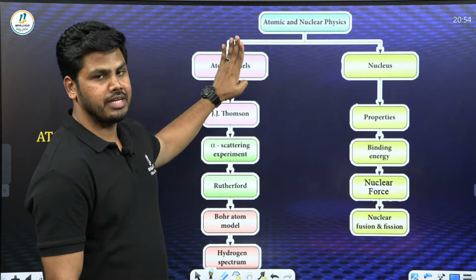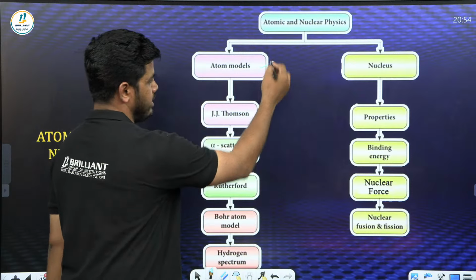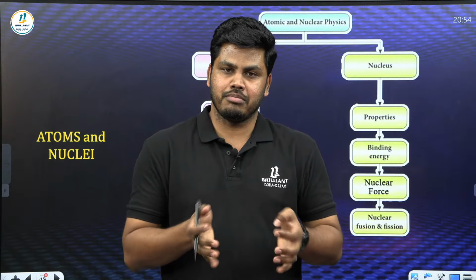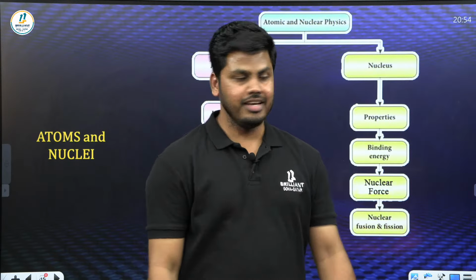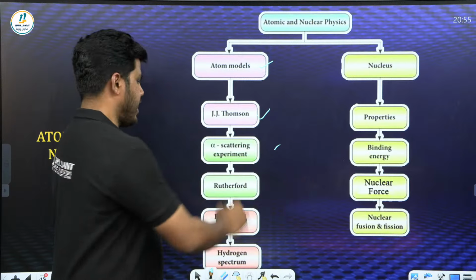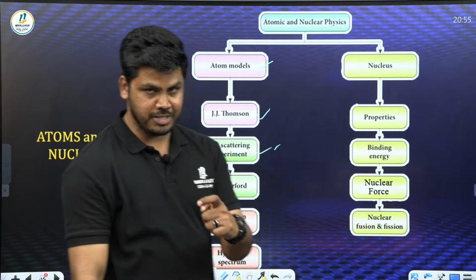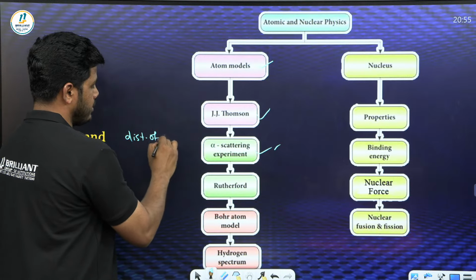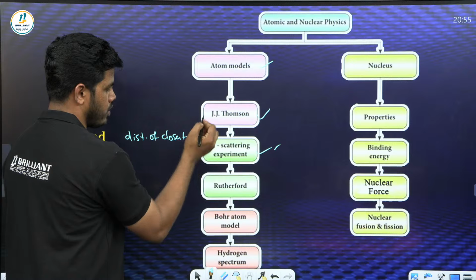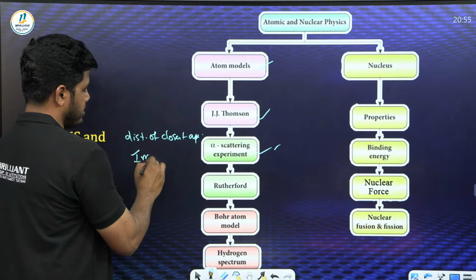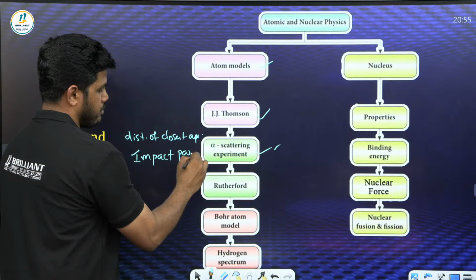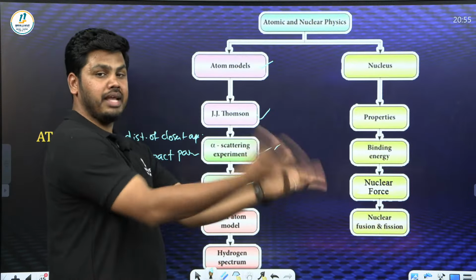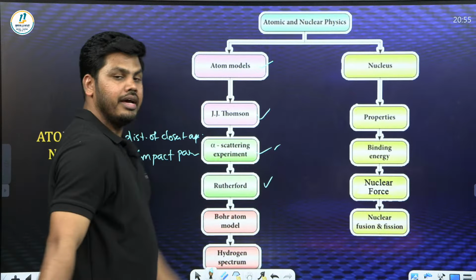Now, we don't have much time, so we'll try to do as many questions as possible from atoms and nuclei. From the atoms part, we discussed atom models, starting with J.J. Thomson's atom model, the plum pudding model. We started the chapter in the backdrop of that concept. The alpha particle scattering experiment was the first topic we explained, and there we need 2 concepts: distance of closest approach and impact parameter. Using these, Rutherford explained that phenomenon.